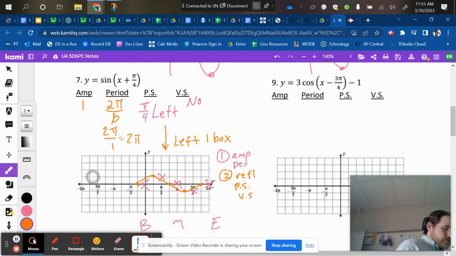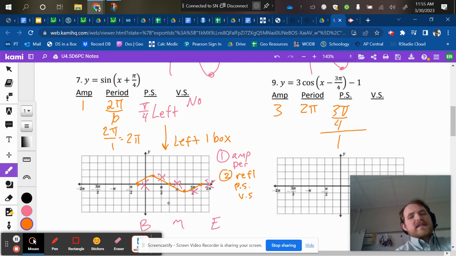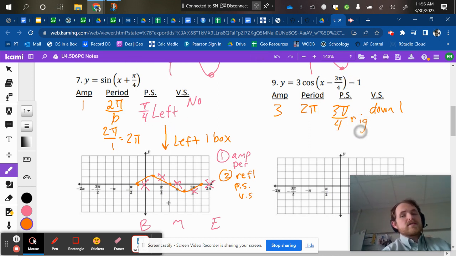Now, for my cosine, what's my amplitude? 3. What's my period? The B value is 1, so it's 2 pi over 1. Good job. So just 2 pi. My phase shift, sorry, it's C over B, so it's 3 pi over 4. It's all technically over 1 because that's the B value. So I'm just going to leave it as 3 pi over 4, and then I have a vertical shift of down 1. Because the first one we moved left, now that means we're going to move this one right.